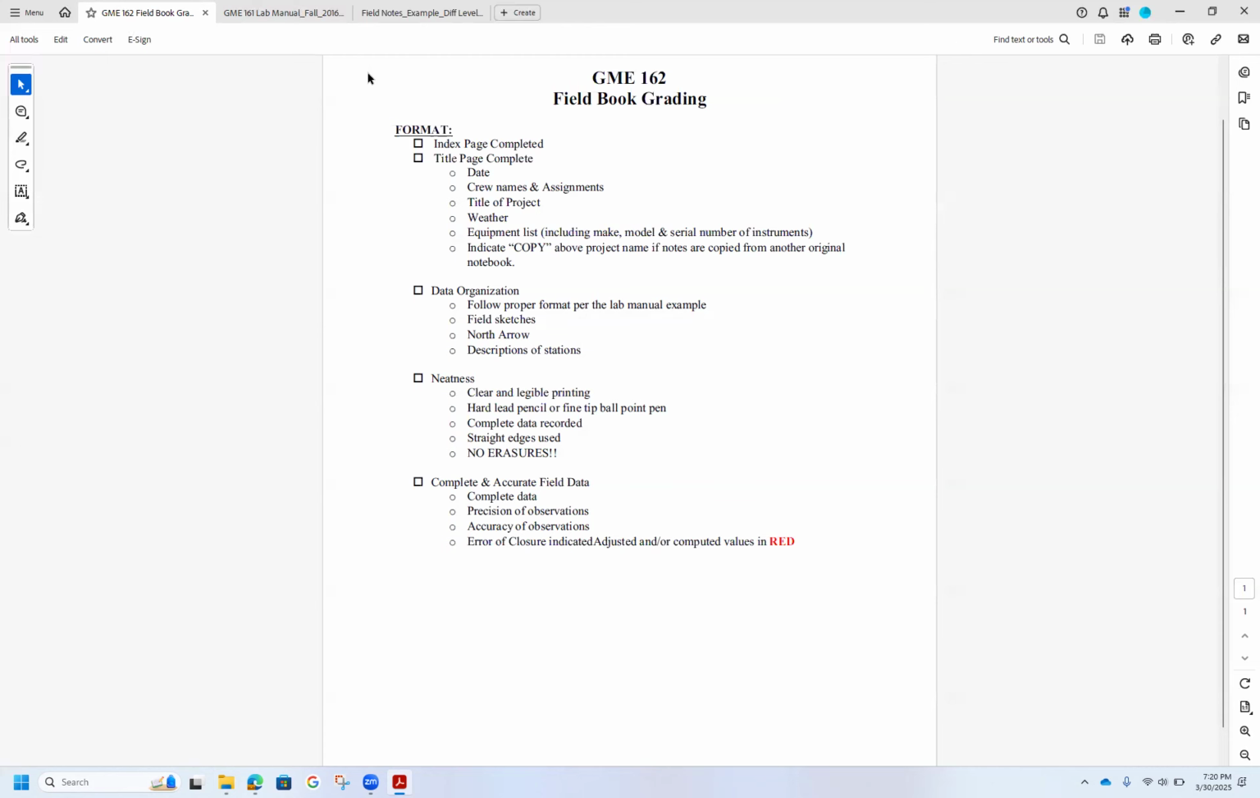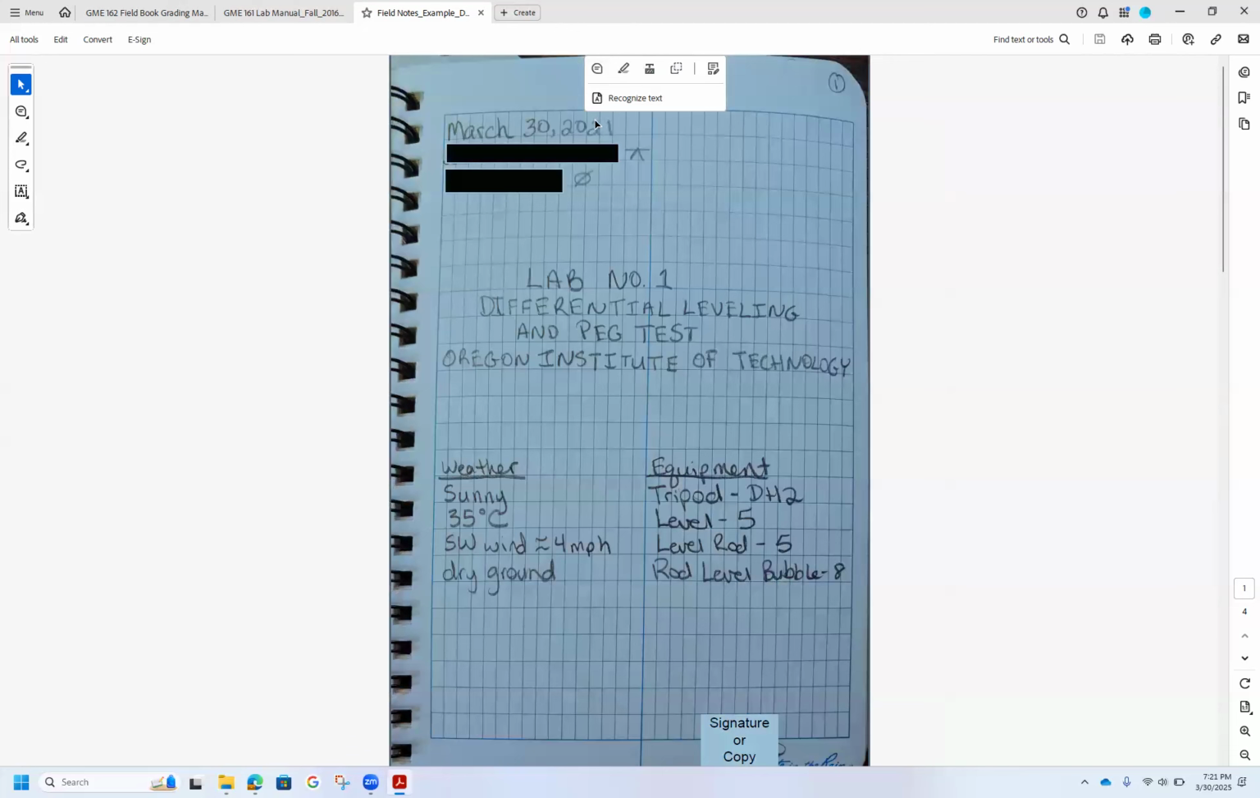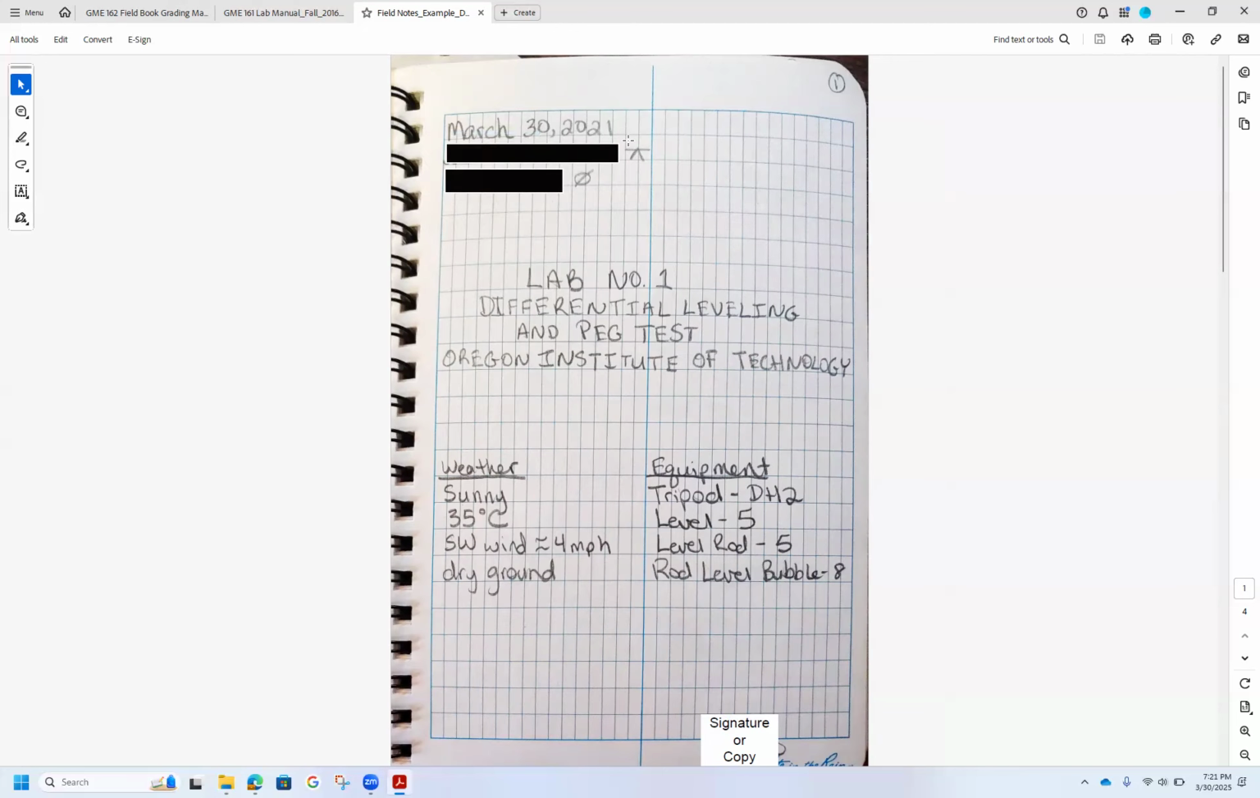This is an example of the differential leveling and peg test. The only thing we blocked out was the students' names, just for their privacy. This was done on March 30th of 2021, right at the start of spring term. This icon here is the survey. This was the party chief. This icon here, they were probably the field note keeper or the instrument man, one of the two.